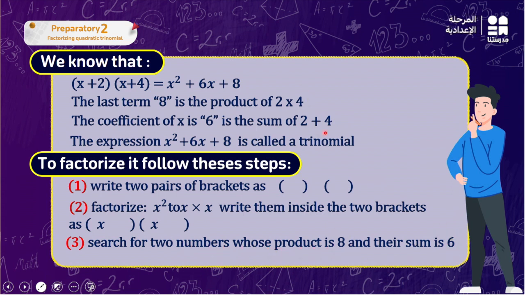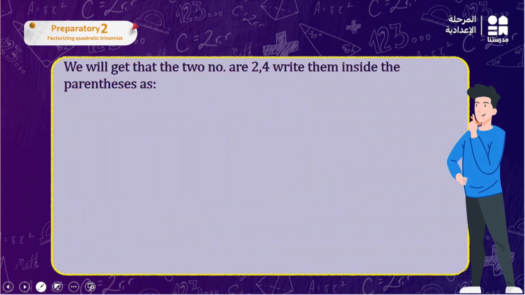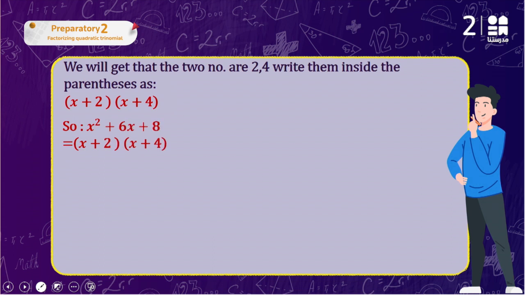Okay, the next one: search for 2 numbers whose product is 8 and their sum is 6. This explains the above. We search for 2 numbers whose product is 8, the last term, and the sum is the middle term, which is 6. So the 2 numbers are surely 2 and 4. Their product is 8 and their sum is 6. So we will get that the 2 numbers are 2 and 4. Write these numbers inside the parentheses as you see.